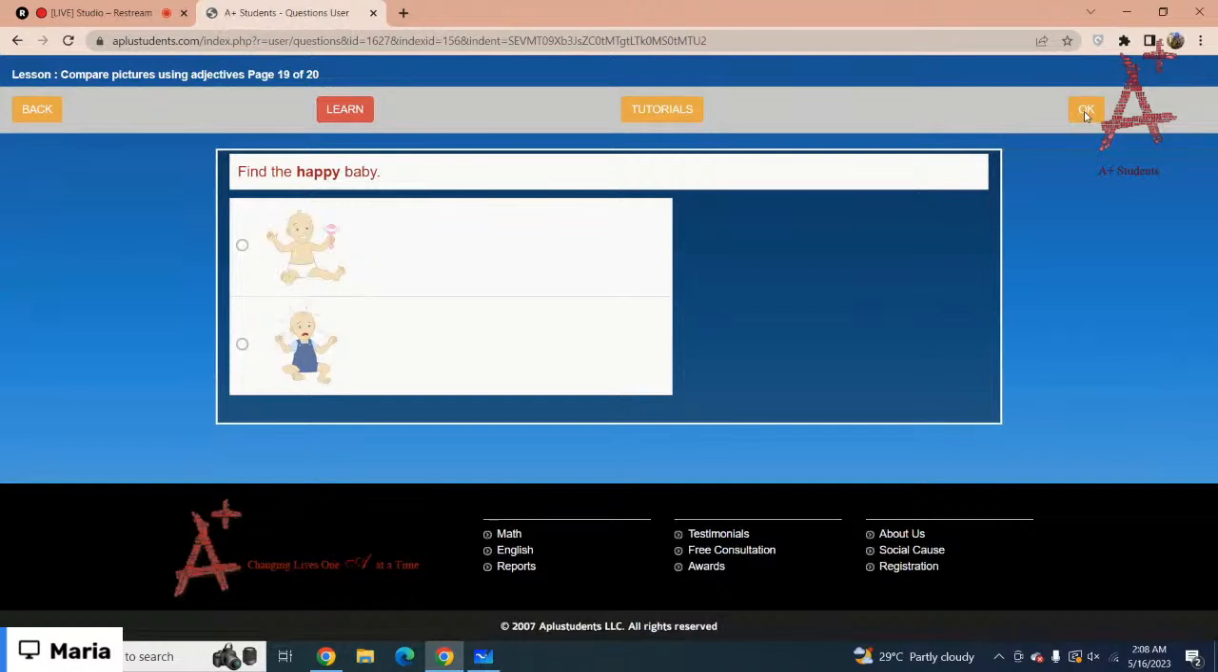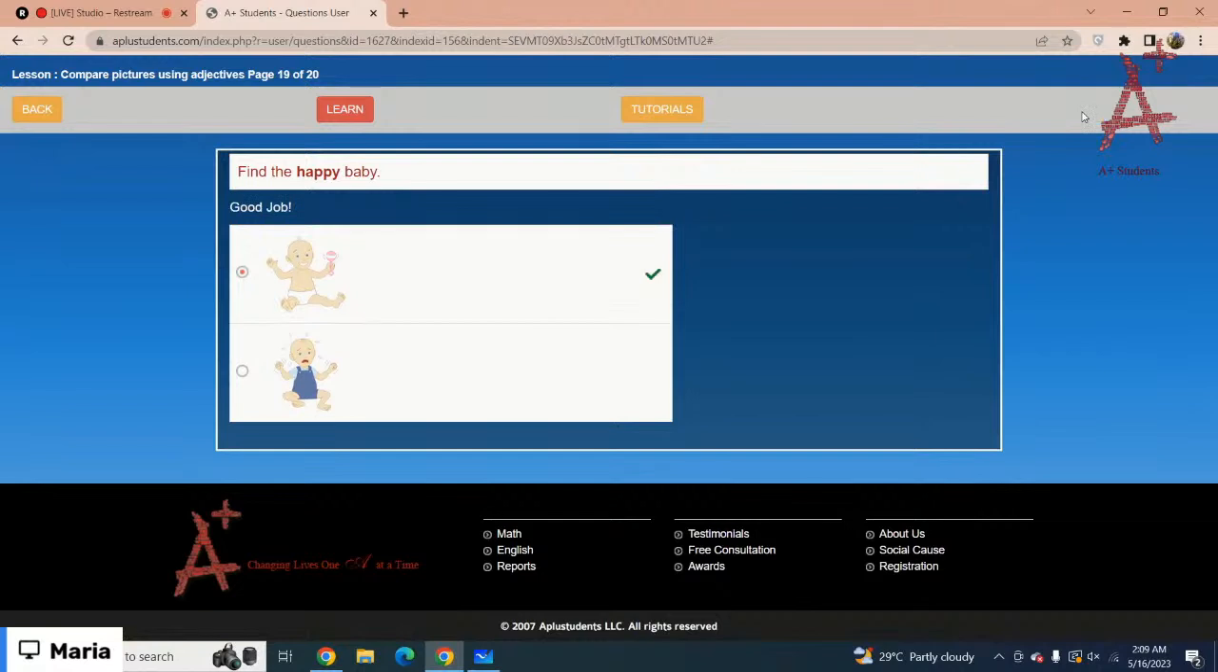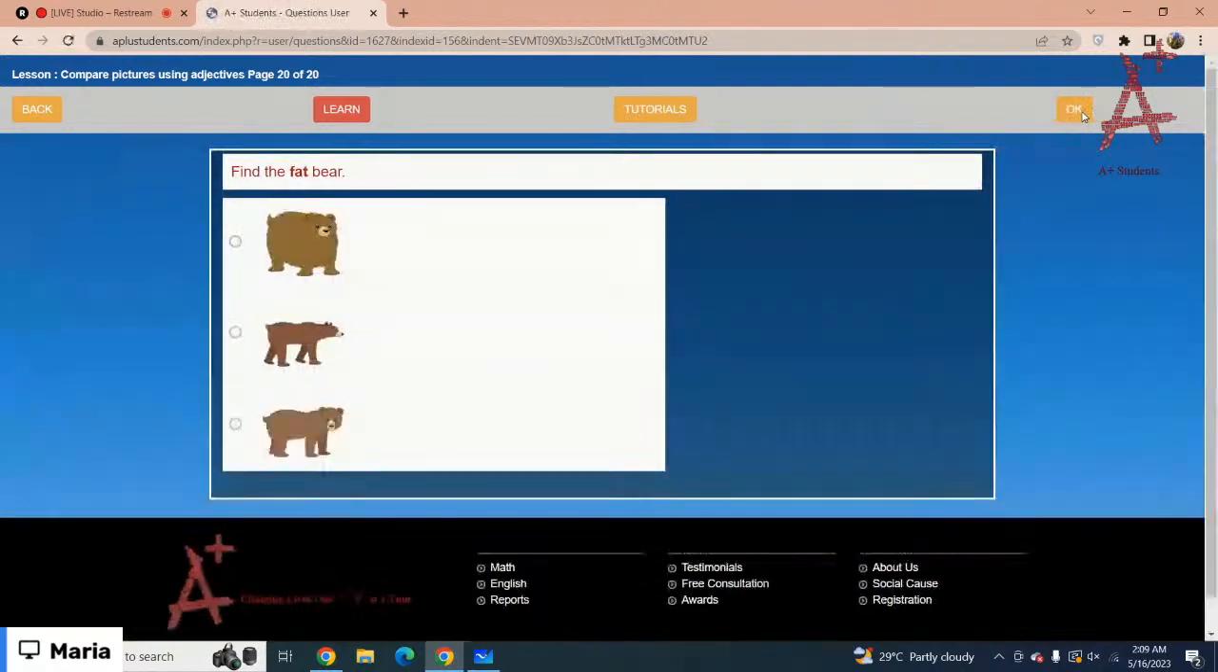Find the happy baby. Which baby is happy? One or two? One. Option one is the happy baby. Find the fat bear. Which bear is fat? Yes, very good. Option number one is the fat bear.